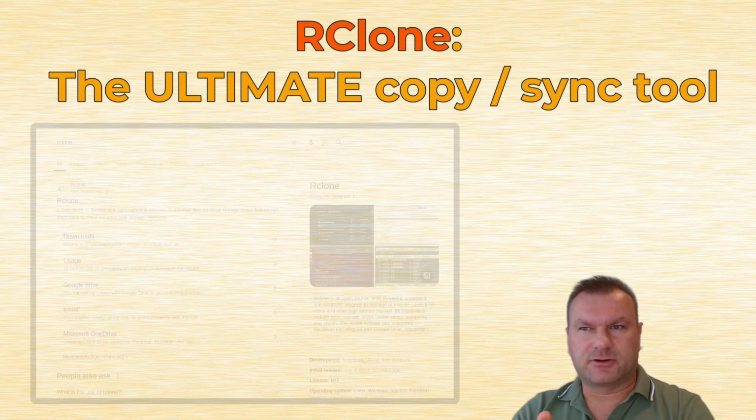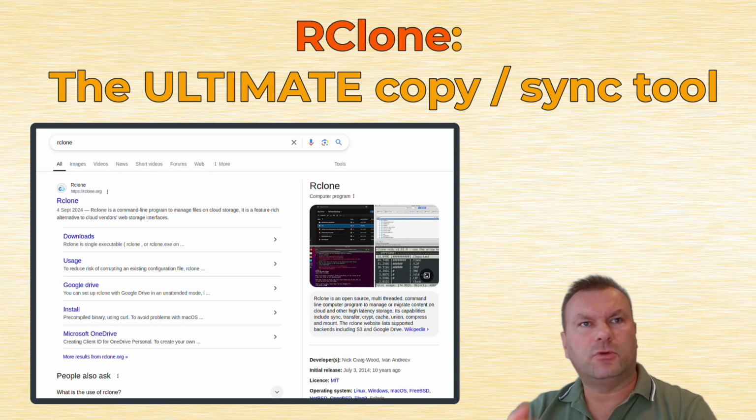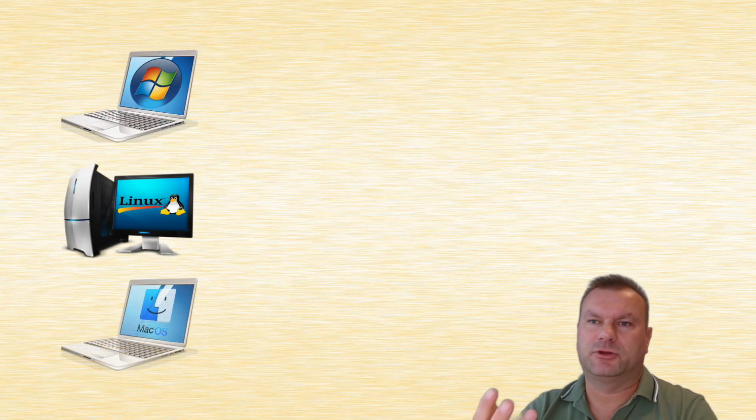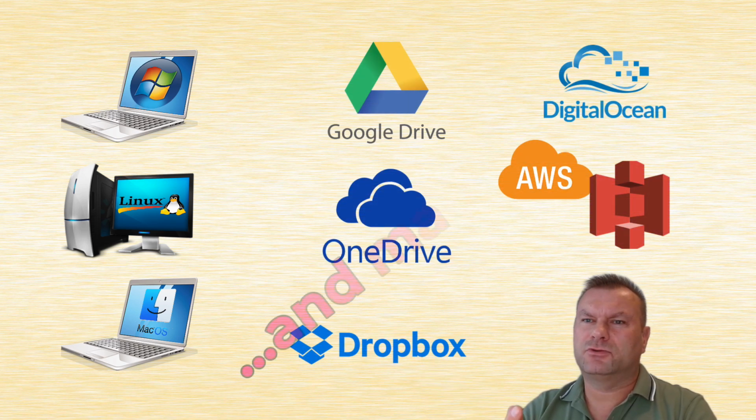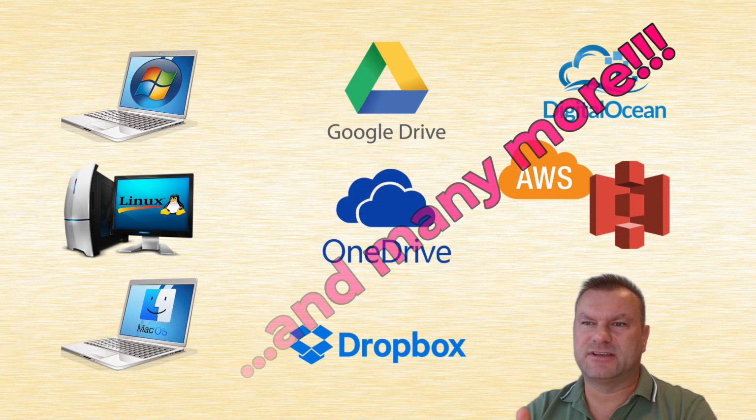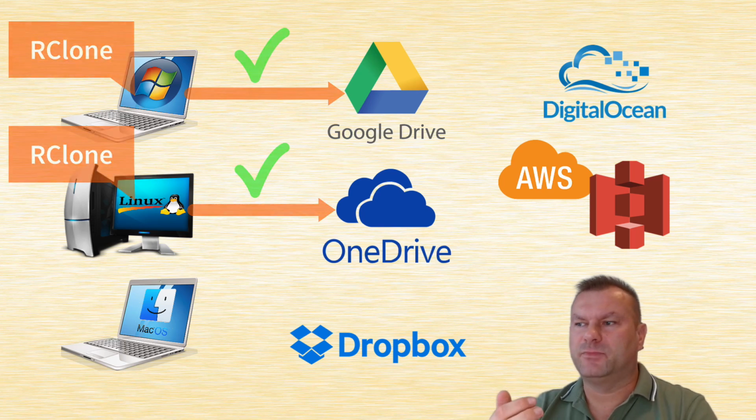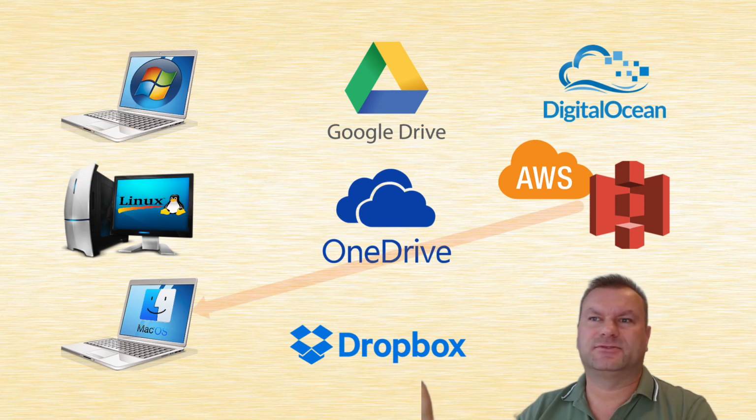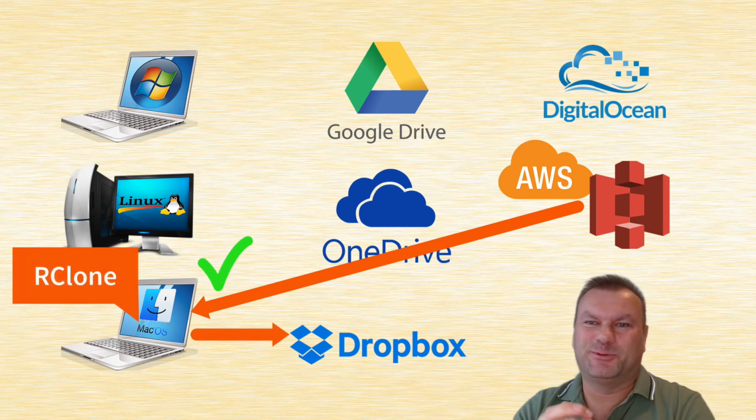I simply use Rclone and I think it's an amazing tool. Rclone lets you work not only with your local files on a Windows, Linux or MacBook laptop, but you can also copy and synchronize all your files and folders with any storage provider you can think of. If you want to back up your local files with Google Drive or OneDrive, just use Rclone. And if you want to move files from an Amazon S3 bucket to Dropbox, also just use Rclone, it will work fine.